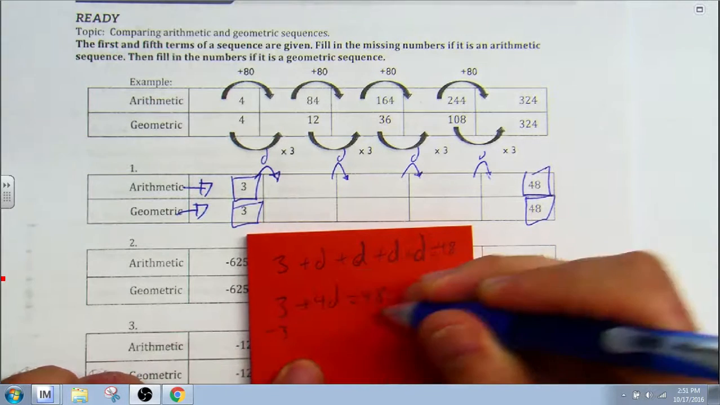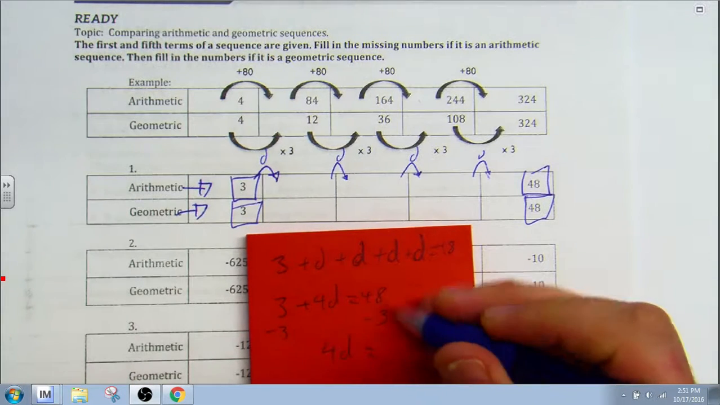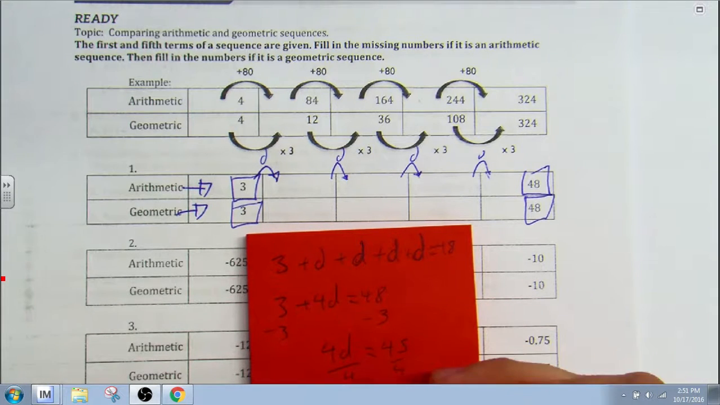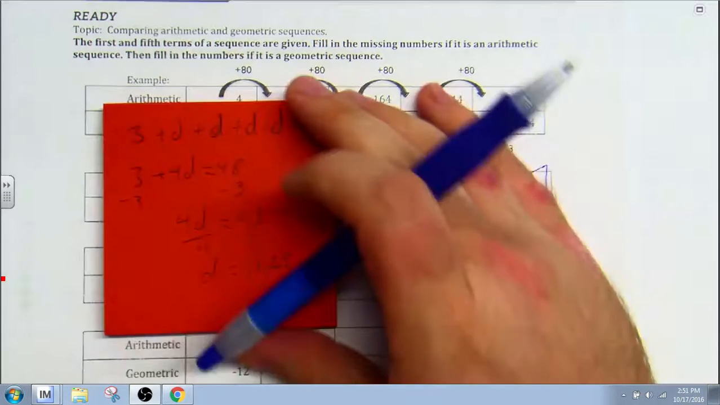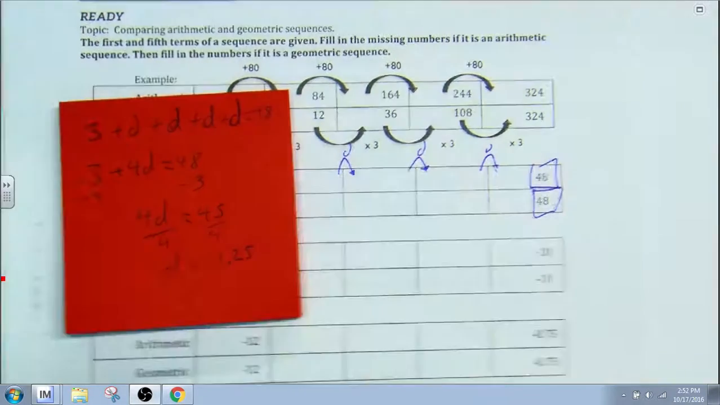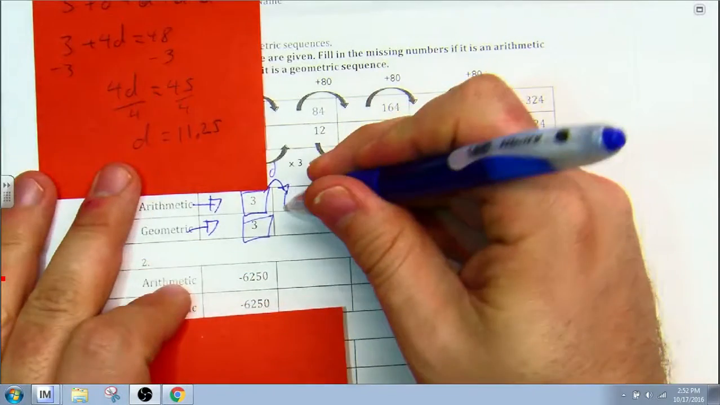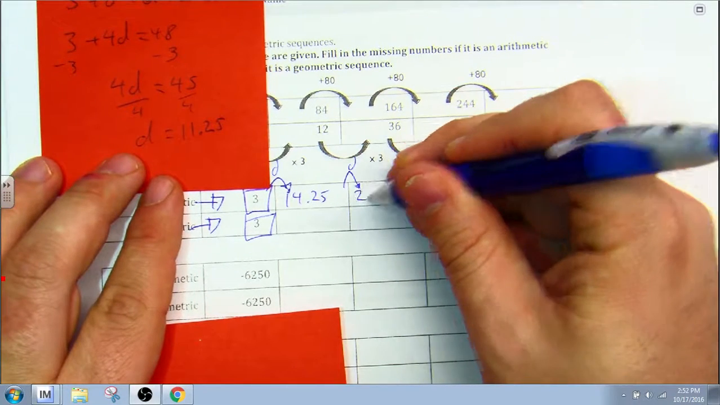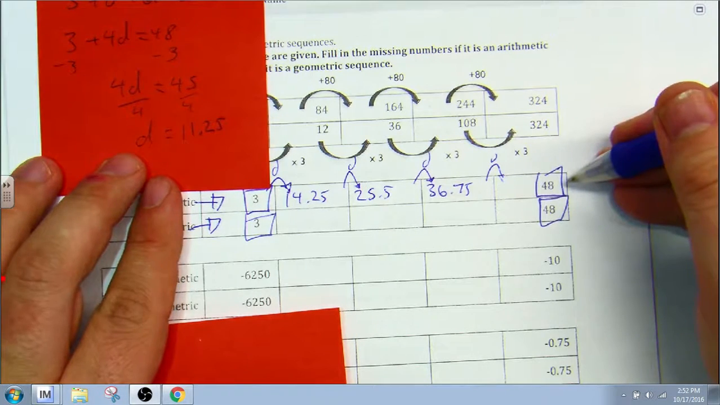If I subtract 3, I have 4D equals, what is that, 45? And I divide by 4, I have D equals 11.25. So I know I'm adding 11.25 at each step. When I do that, I get 14.25, and then I add 11.25. So I get 25.5, I get 36.75, and then that takes me all the way up to 48.